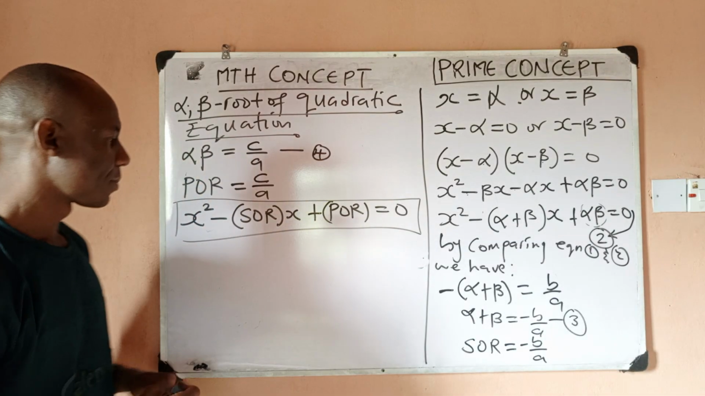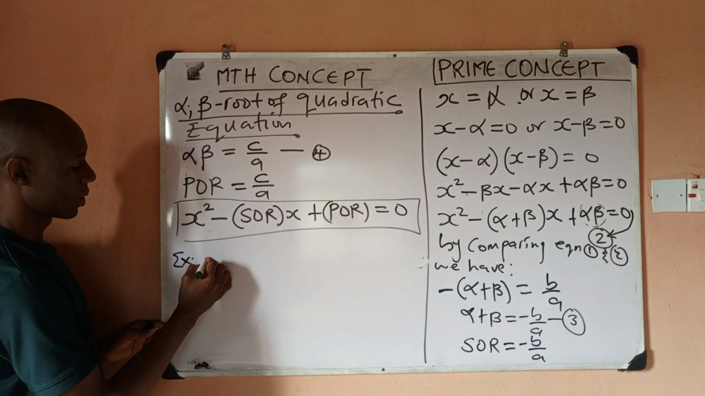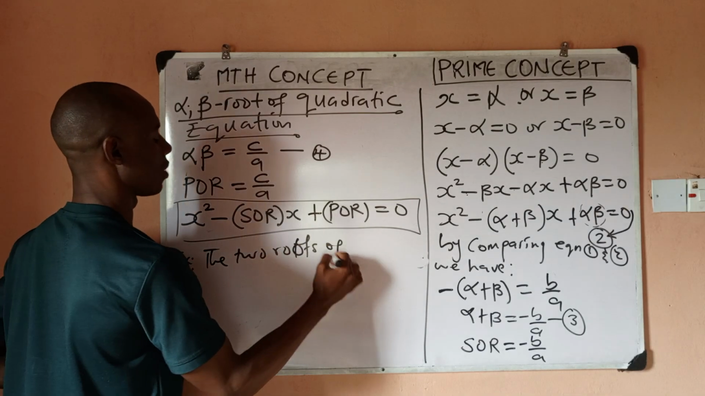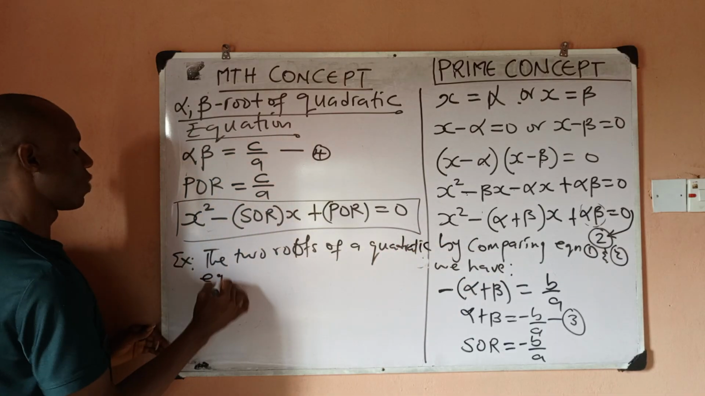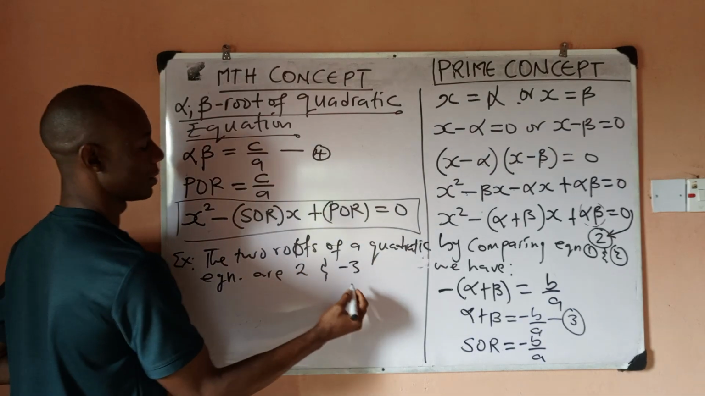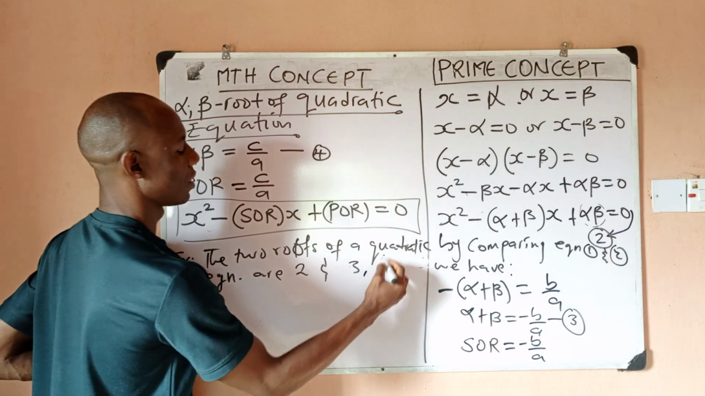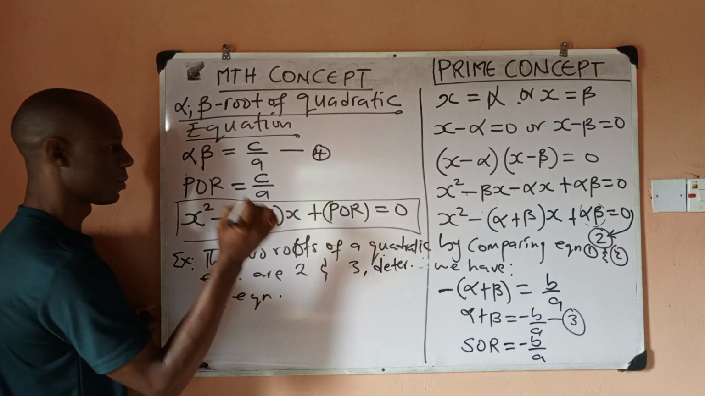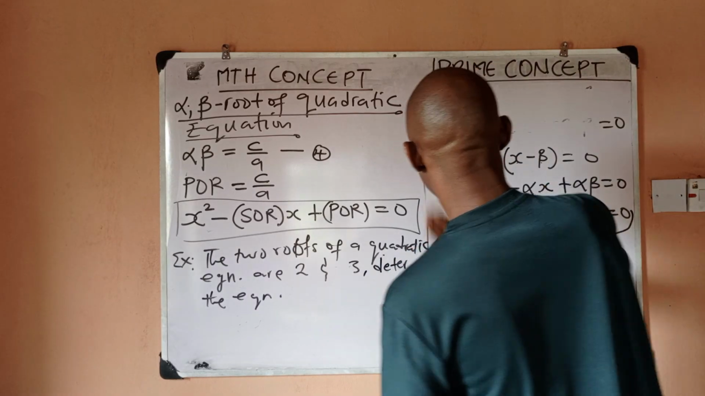So very quickly, we have an example. The two roots of a quadratic equation are 2 and 3, determine the equation. Very simple. Now let's see how to solve this.